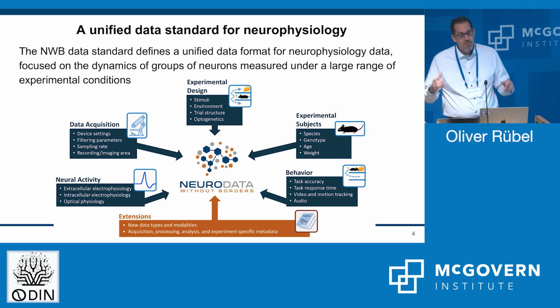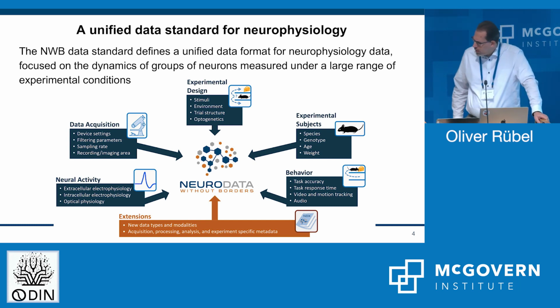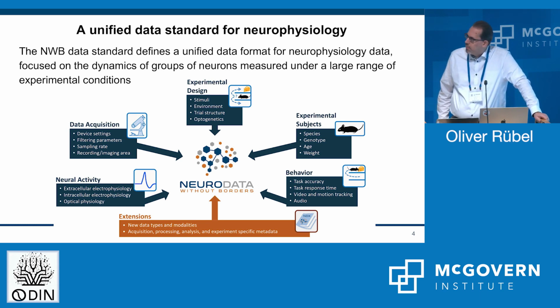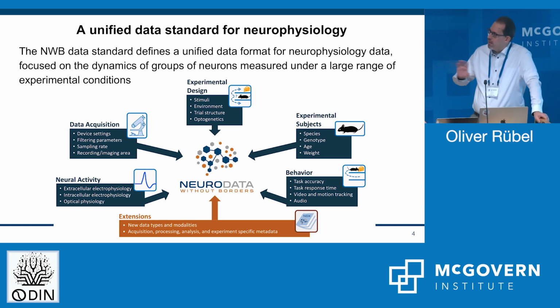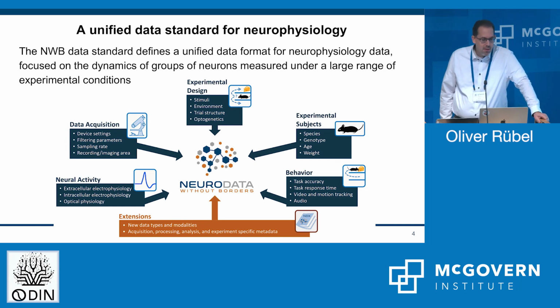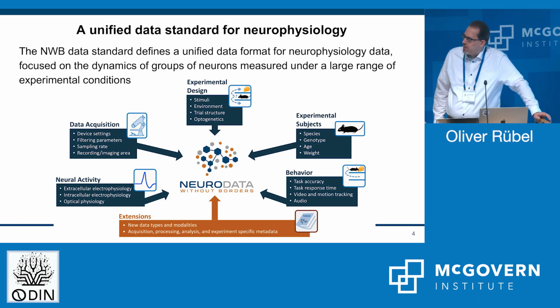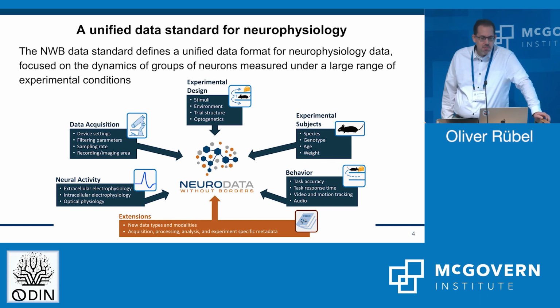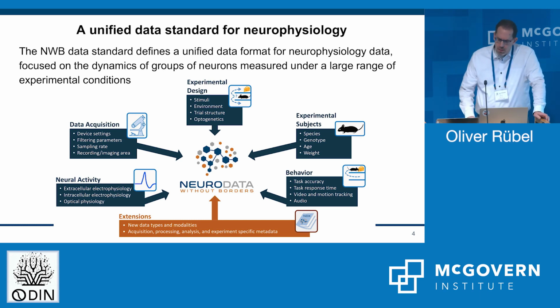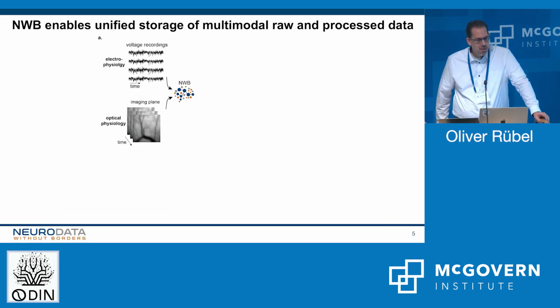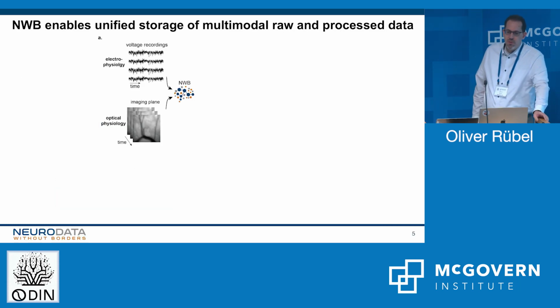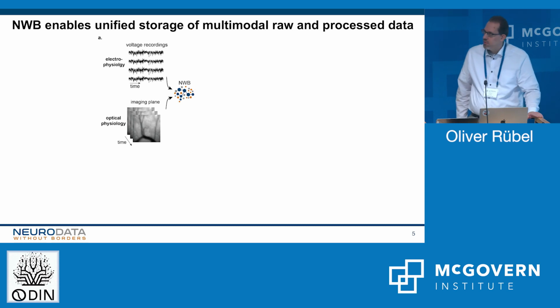So all of that can fit into a single data file for a session, and then all these signals that you're recording are aligned in time in NWB. NWB also supports this concept of extensions, which allow users to integrate new data types with NWB, as well as custom metadata that is specific to the experiments. And so with that, NWB enables unified storage of multimodal raw and processed neurophysiology data.